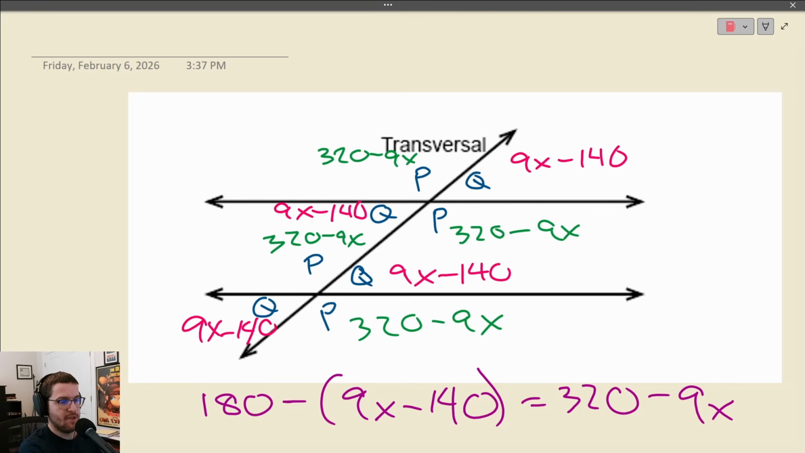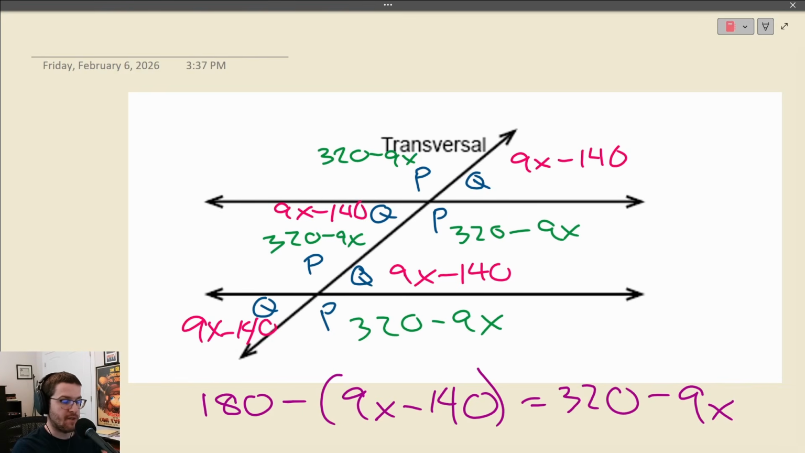Okay? Now, this is really important. This is called a linear pair. When you have 2 angles touching next to each other and they form a straight line, they add to 180 degrees. This is called supplementary. So a really quick way to find the supplementary angle is to do 180 minus that angle.